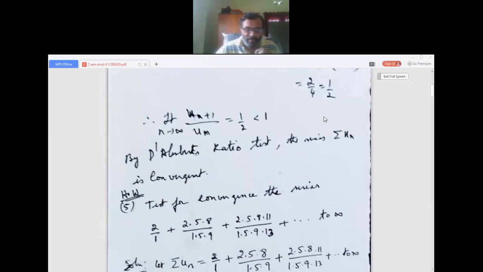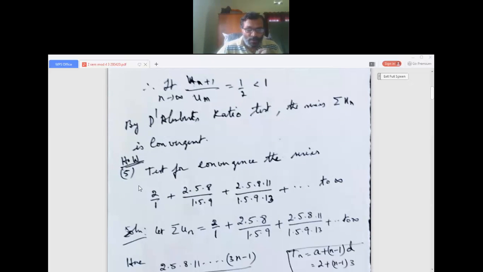So yesterday in the class we had discussed something about D'Alembert's ratio test. The series sigma un is convergent if limit n tends to infinity un plus 1 divided by un is less than 1. And if limit n tends to infinity un plus 1 divided by un is greater than 1, then by D'Alembert's ratio test the series sigma un is convergent.